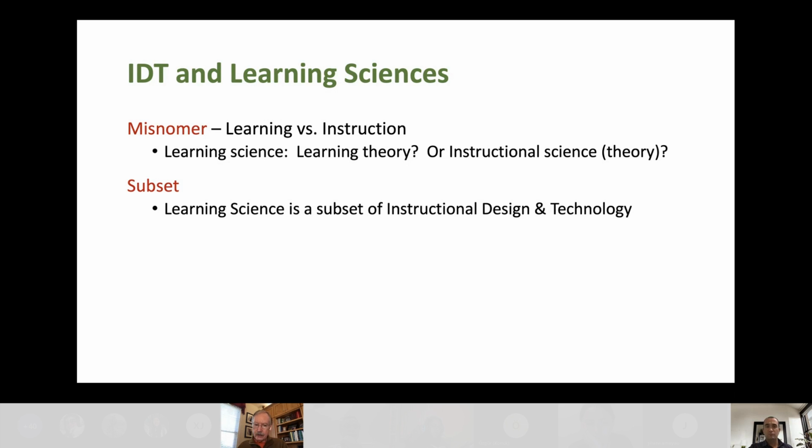And so in that sense, IDT is much broader. It deals with front-end analysis, guidance for front-end analysis. It deals with guidance for implementation and evaluation. Those other aspects of the ADDIE model are not really addressed by the learning sciences.